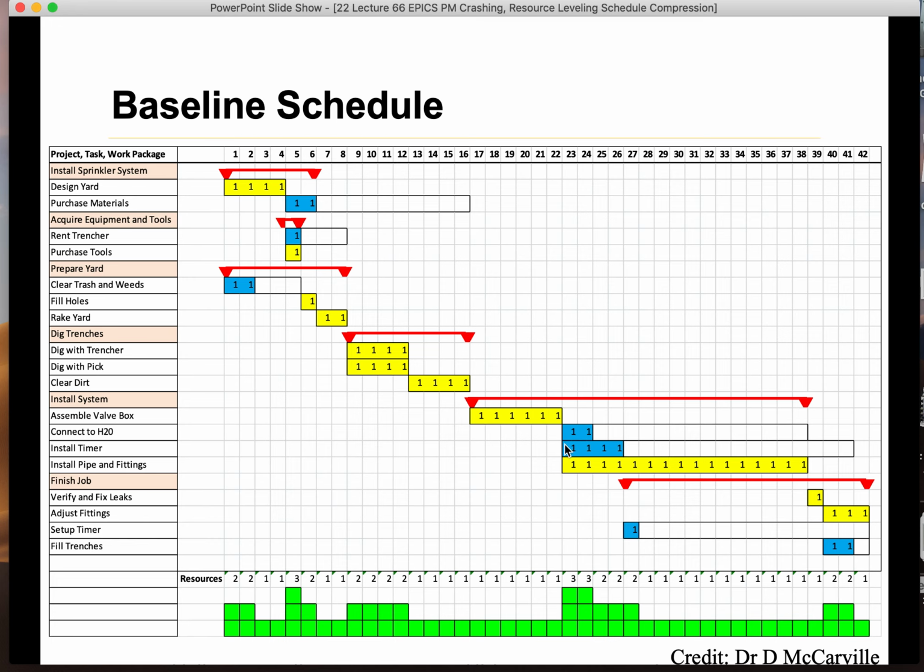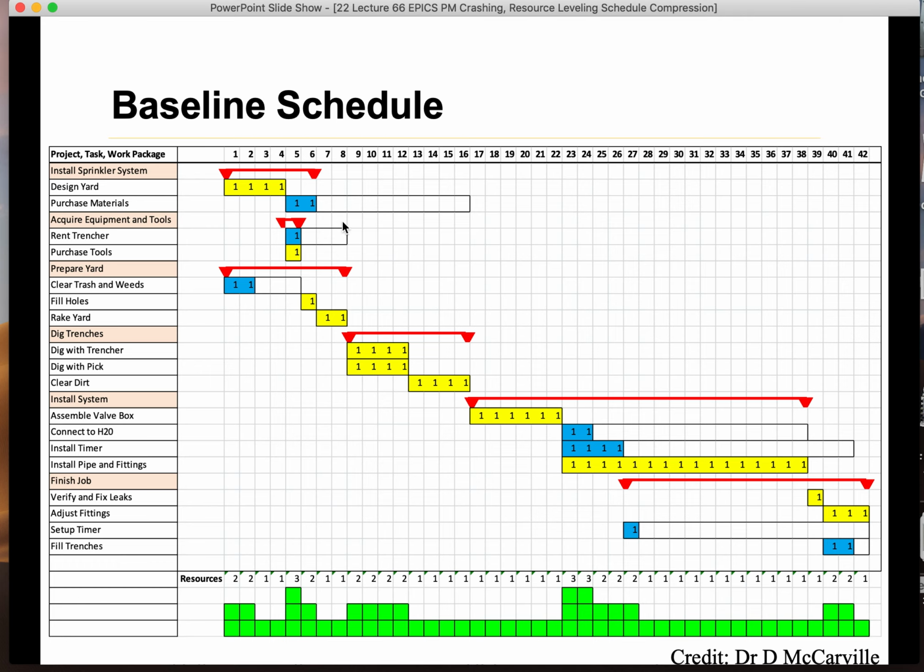Because the durations are 1 day, right? And 2 people cannot do 3 things. So if you collapse these things, you see we need 3 people, but we don't have them. So what can I do? Well, in this case, I use resource leveling. That's where it comes in handy.